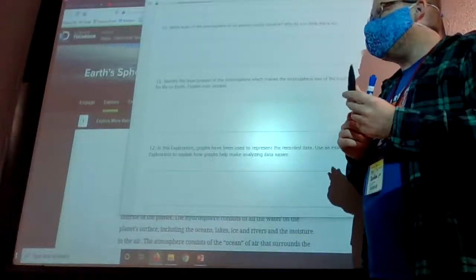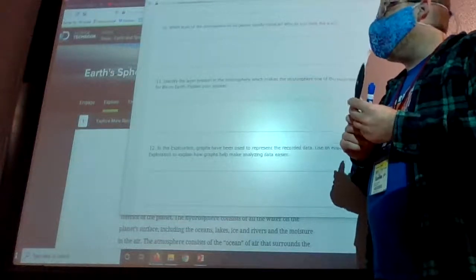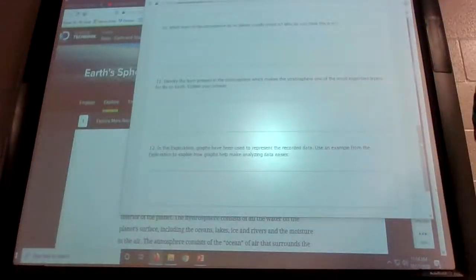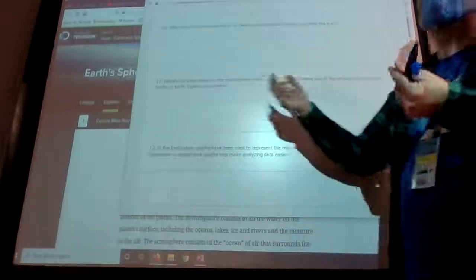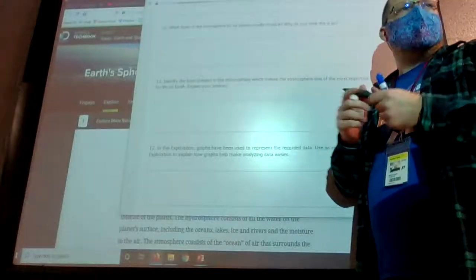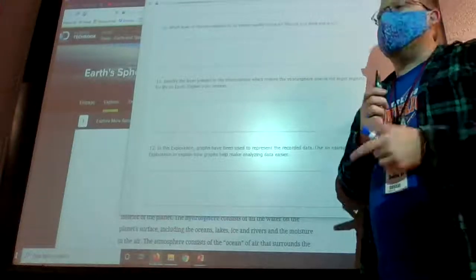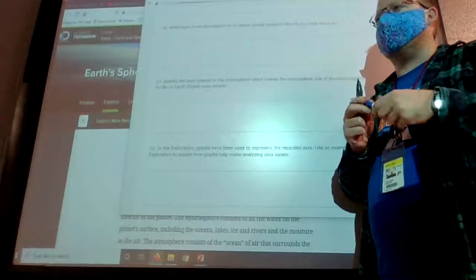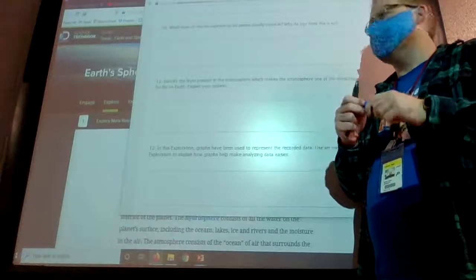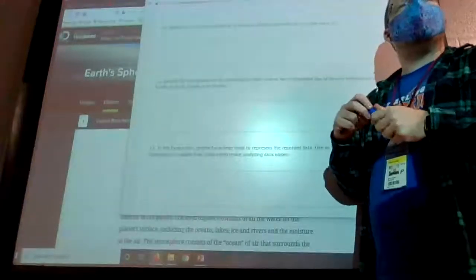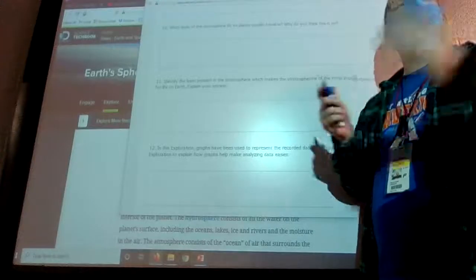Identify the layer present in the stratosphere, which makes the stratosphere one of the most important layers of life on Earth. Explain your answer. Anybody have a guess what this is? It's where the ozone. Yes, the ozone layer. Is that what you were going to say? Yes. I don't believe you with your yes. But yes, it is the ozone layer that's in the stratosphere. And what does the ozone layer do?